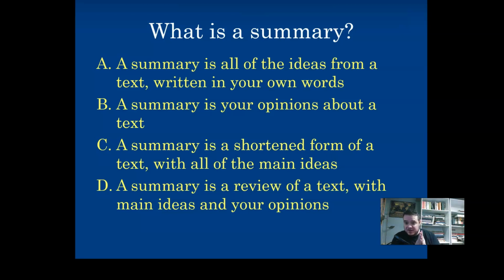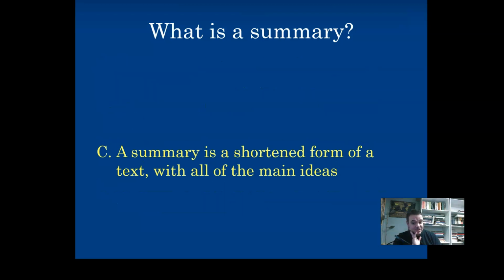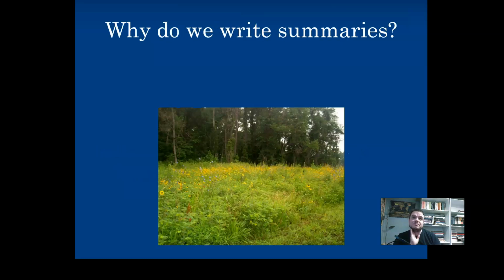A summary is all the ideas from a text written in your own words. A summary is your opinion about a text. A summary is a shortened form of a text in which all main ideas are included. And a summary is a review of the text with main ideas and your opinions. Which one do you think is right? It would be: a summary is a shortened form of a text with all the main ideas intact.